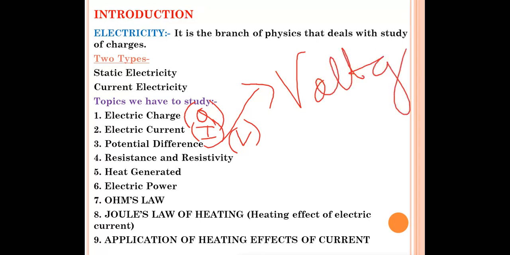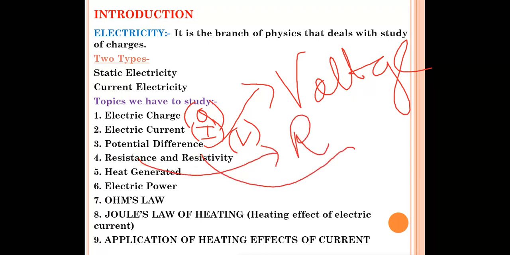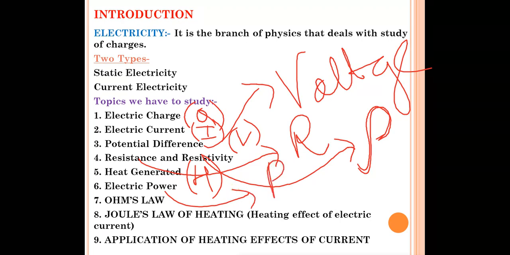Many times you have heard in your house that voltage is low, voltage is high. Resistance and resistivity. Resistance is represented with the capital letter R, and resistivity is represented with the symbol rho. This is called rho. Like this we should write. Heat generated, we used to write with the alphabet H. Electric power, P. These are the physical quantities about which we have to read in this chapter.